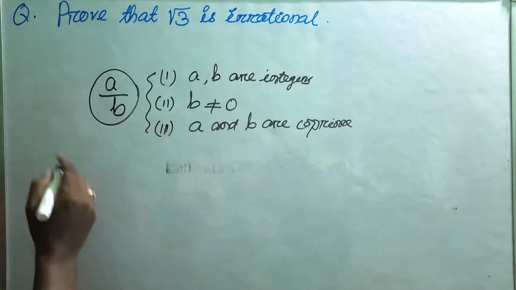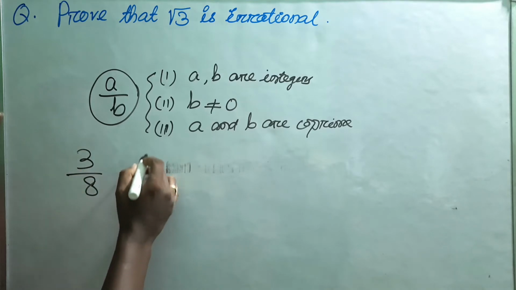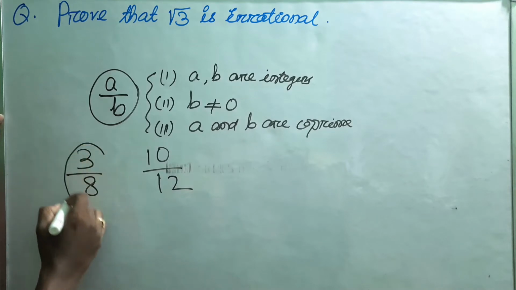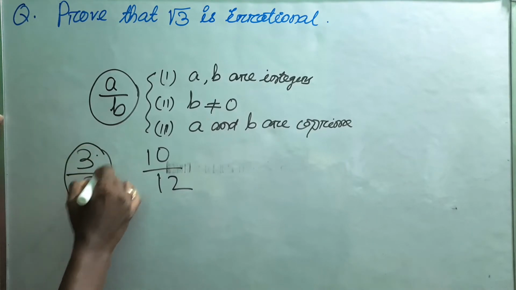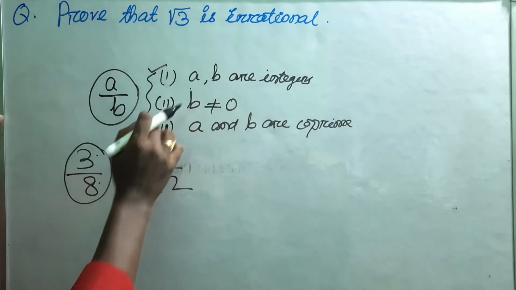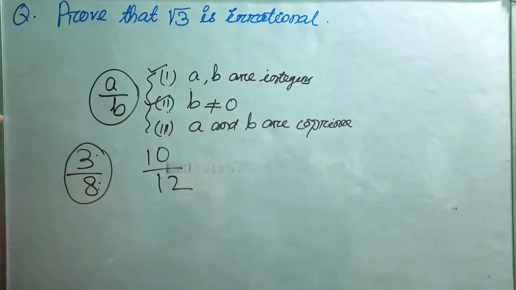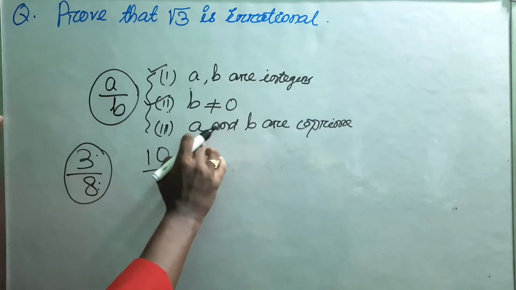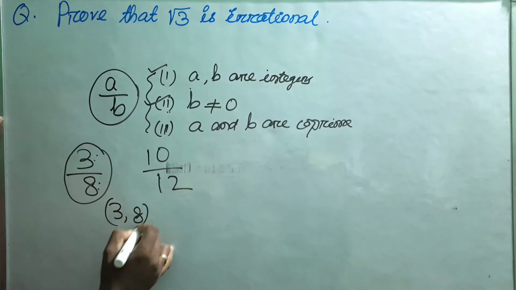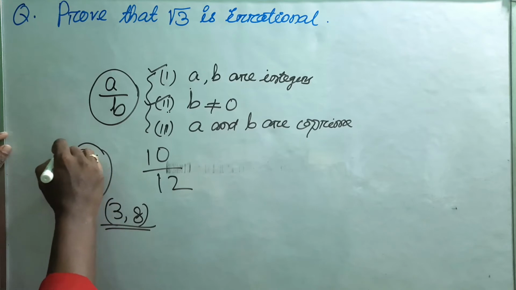Let us take two examples. Suppose I take 3 and 8, and here 10 and 12. Now, look here, in the first number, 3 and 8 are integers, so this condition is satisfied. The second condition is b not equal to 0. Here it is 8, so it is also not equal to 0, and this condition is also satisfied. But the third condition is a and b are co-prime. 3 and 8 are co-prime because they are divisible by only 1, not by any other number. So, that is why this is a rational number.